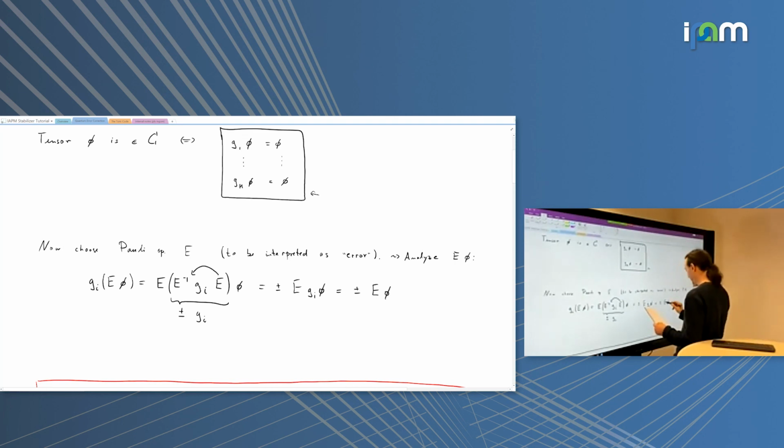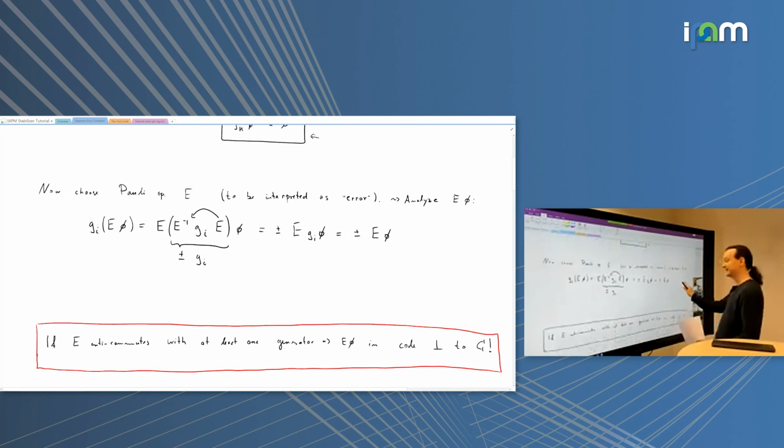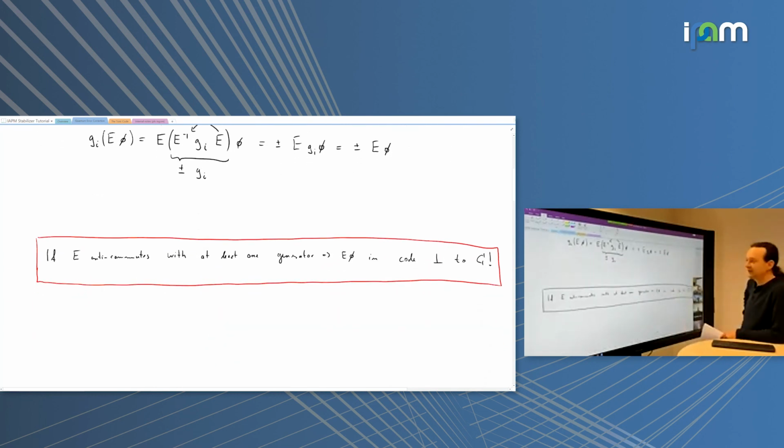Right, and now this is a very simple but extremely important observation, namely E phi is also a joint eigenvector, but it might have different eigenvalues. Ta-da! This is now where things get serious. So if E anti-commutes with at least one generator, then E phi lives again in a code space, but in one of the code spaces that is orthogonal to the original one.